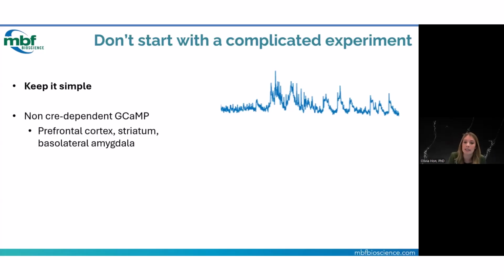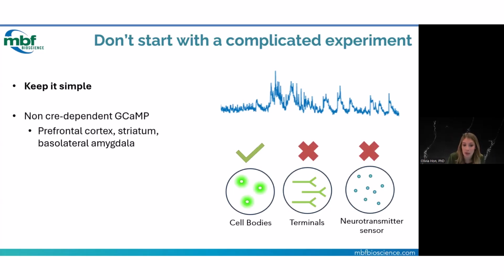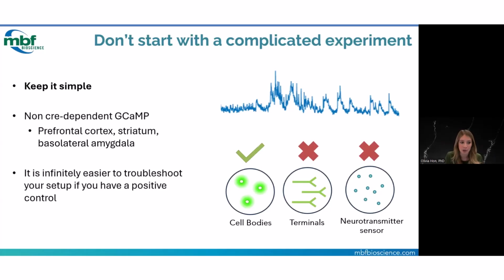What you want to see is a signal with lots of peaks, like this one I have here. It's much harder to interpret what's going wrong if you don't have a signal to work with in the first place. This means that if you're starting and you want a positive control, start with cell bodies. Don't start with terminals. The signal is much smaller. And don't start with a neurotransmitter sensor. The only exception to that is dLight, because dLight is like the most advanced sensor there is. But in general, just keep it easy. Get your bearings with a positive control, and that way it's much easier to troubleshoot.